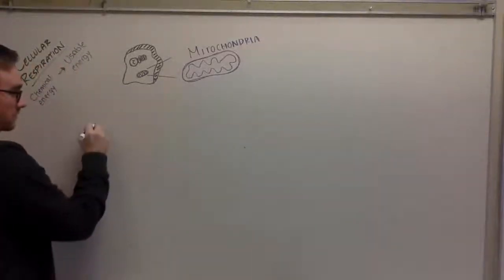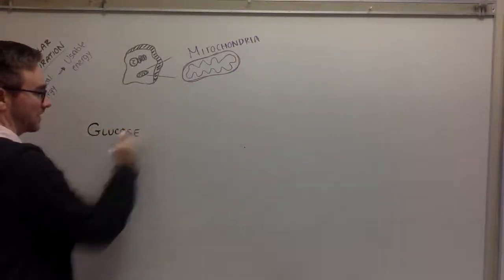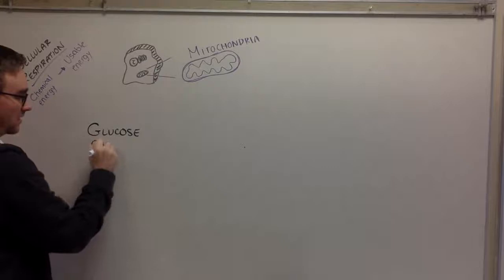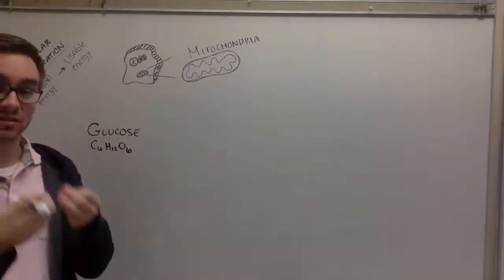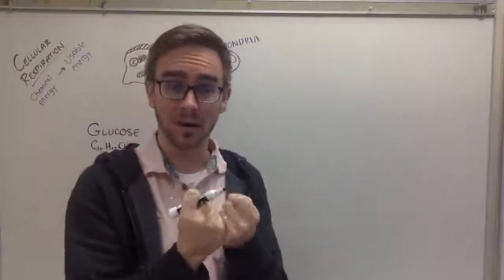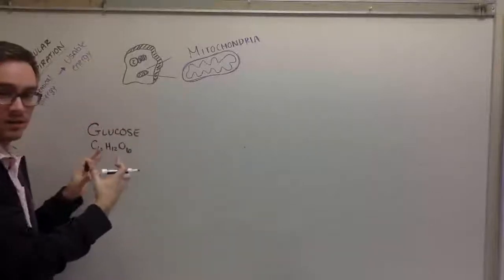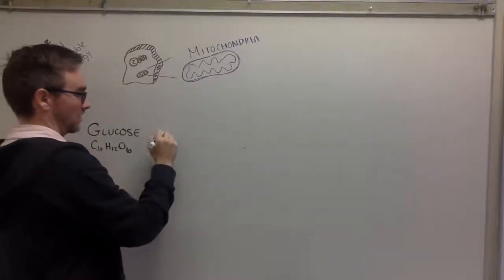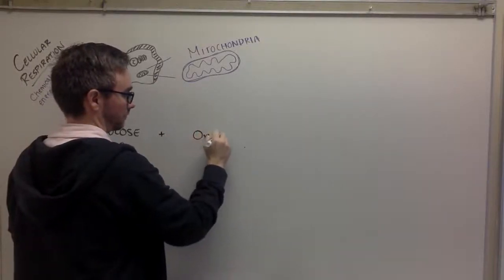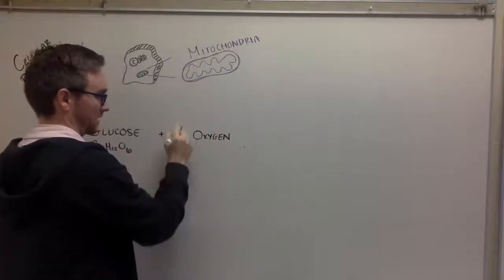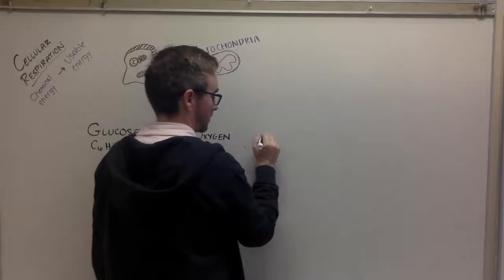We have glucose, with all its carbons and hydrogens. We know it's C6H12O6. That's a lot of carbons, hydrogens, and oxygens, and a lot of chemical bonds that we can break. In photosynthesis we built this really big molecule, and now we have it in the presence of oxygen. Let's take those 6 oxygens, and in this case we're going to create the products.